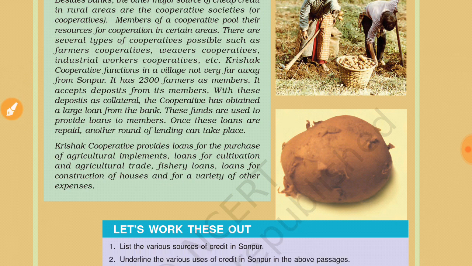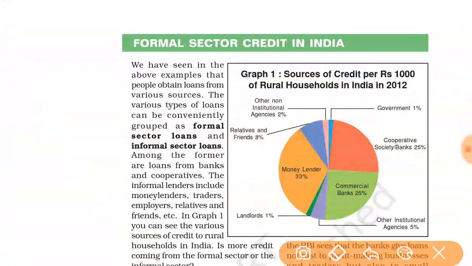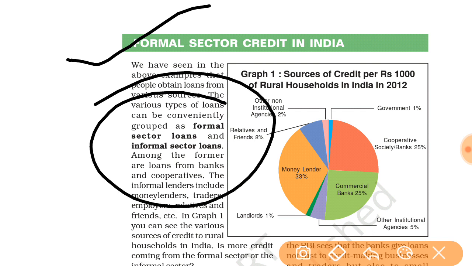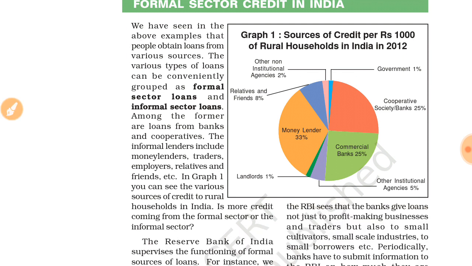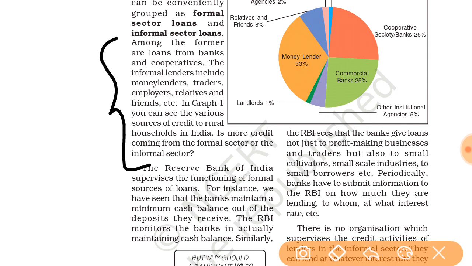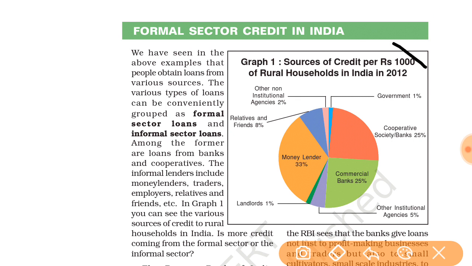If we see the situation of formal sector credit in India, or credit sources in India, there are 2 types of sources. One is formal sector loans and one is informal sector loans. What is formal and what is informal? See this. Formal sector means loans from banks and cooperatives. These are the formal sources. And moneylenders, traders, employers, relatives, friends, these are informal sources. Here one graph is given. See this graph.